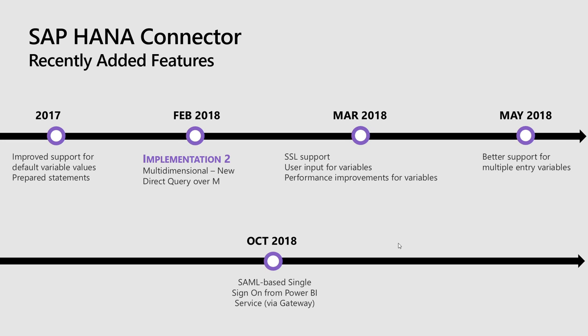This is what we've done with the SAP connector for the past year. In February last year, we released implementation 2, which is a new multidimensional view with new direct query over M. What direct query means is that we can just connect directly to the SAP HANA source, and all operations are folded into the data source. This also means that we can support SSO scenarios where every user will get their own view of the data. It's a really powerful function.